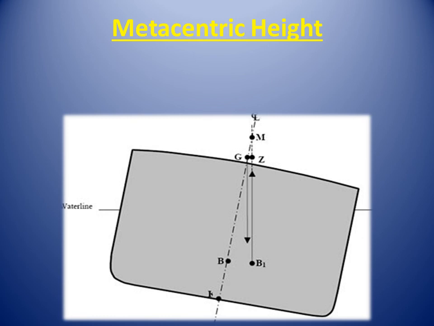The vertical distance between G and M is the Metacentric Height, GM. GM represents the vertical distance between G and M. GM is a measure of initial stability. Transverse stability is largely controlled by the relationship between G and the vessel's transverse Metacentre, M.